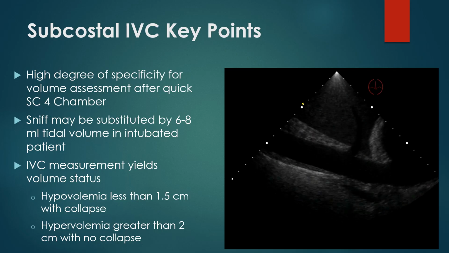So some of the key points for the subcostal IVC: it offers a very high degree of specificity for volume assessment after a quick subcostal four-chamber. You just rotate it 90 degrees. A sniff can be substituted by a 6 to 8 cc tidal volume or 20 centimeters of H2O holding in an intubated patient. And an IVC measurement yields very good volume information. Hypovolemia is less than 1.5 centimeters with collapse of greater than 50%. Hypervolemia is if it's greater than 2 with no collapse at all. It's just a couple of yes or no answers there.